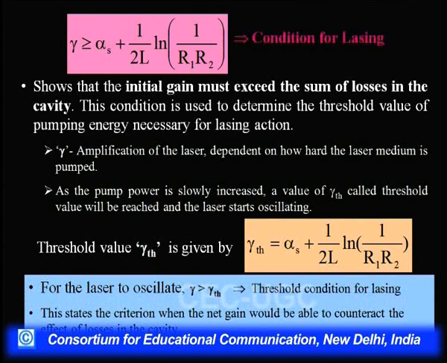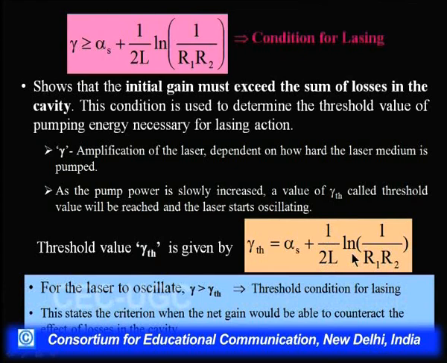As the pump power is slowly increased, a value of gamma called the threshold value will be reached and the laser starts oscillating. It means amplification must reach a threshold value that will be defined by gamma TH, TH for the threshold value. The threshold value gamma TH is given by gamma TH is equal to alpha S, alpha S for the scattering, plus 1 by 2L log of 1 by R1 and R2.